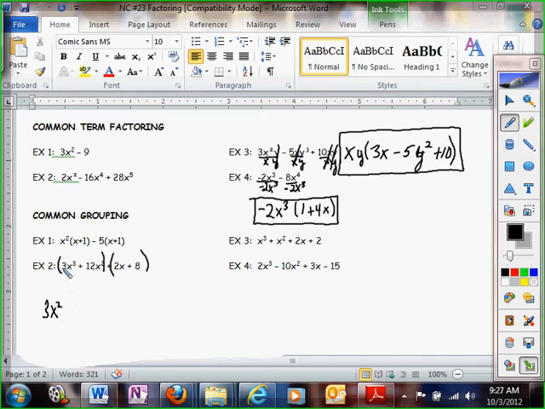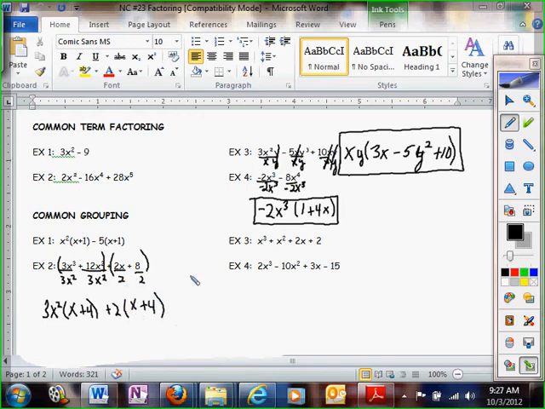And when I divide this by 3x squared, I get x. When I divide this by 3x squared, I get plus 4. In my second group, I can pull out a plus 2, meaning positive 2. When I pull out a 2, when I divide, I get x plus 4.